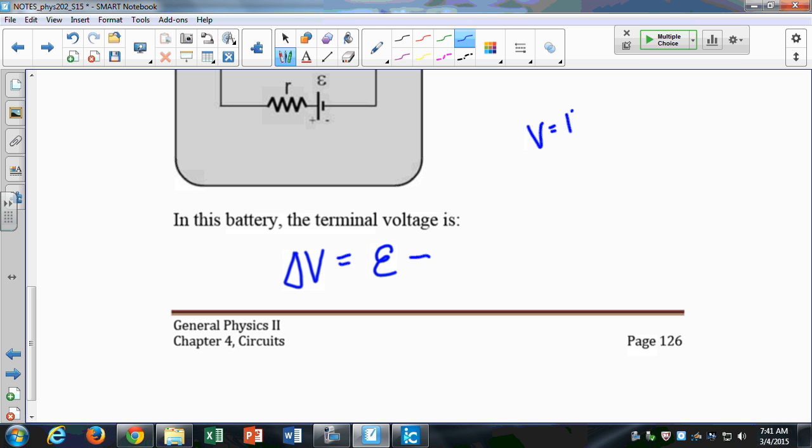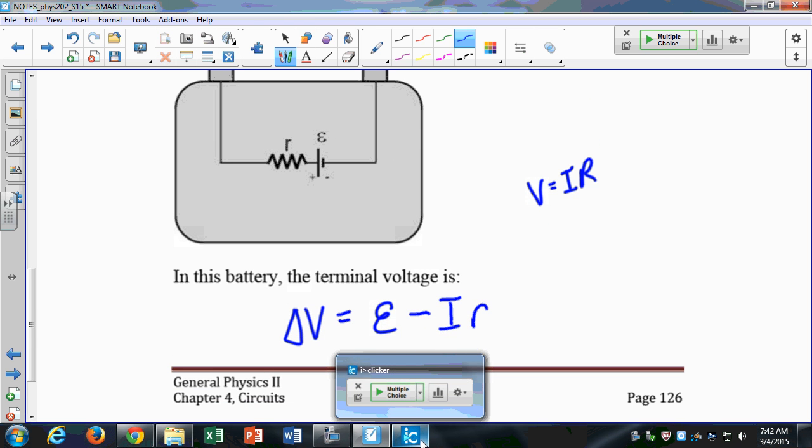Now remember, Ohm's law is V equals IR, so that drop in potential is going to be whatever current you have going through that battery times the internal resistance, R. And then that will be the measured potential that you have across a battery. So for example, let's say that this ideal EMF is 12 volts. That's our ideal source of EMF. And then let's say that we have an internal resistance of 2 ohms.